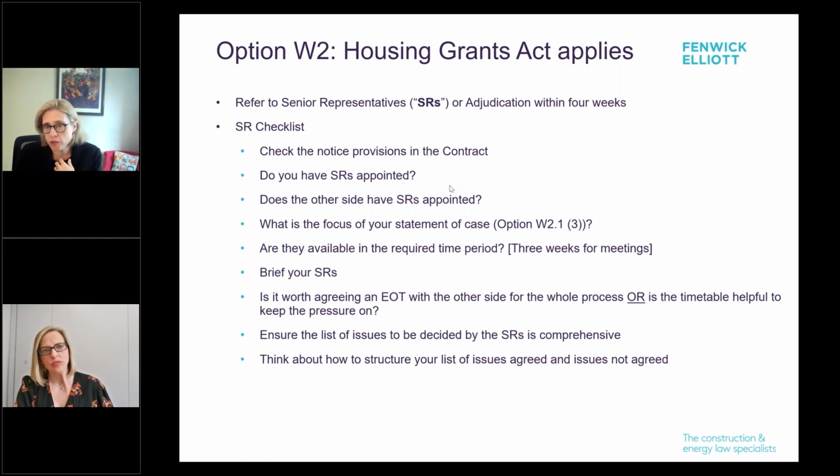Is it worth agreeing a year 2 for the whole process? 3 weeks is very short, or actually is that timetable quite helpful for keeping the pressure on, because everybody knows what the next step is, i.e. adjudication. You need to ensure the list of issues to be decided is comprehensive. Does it cover everything? But equally, you've got to think about how you structure your list of issues that are agreed and not agreed at the end of the process, because that is then your agenda for adjudication. So all of this process needs quite a lot of thought, ideally in advance, so you're going into it in the best possible way to get the best result.